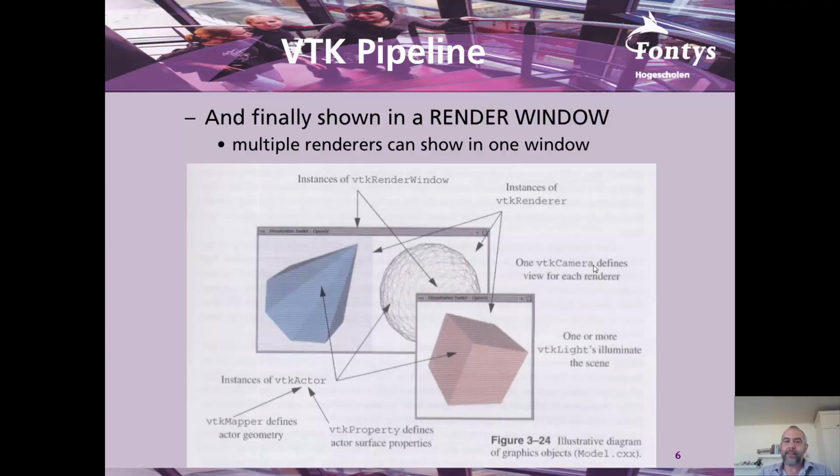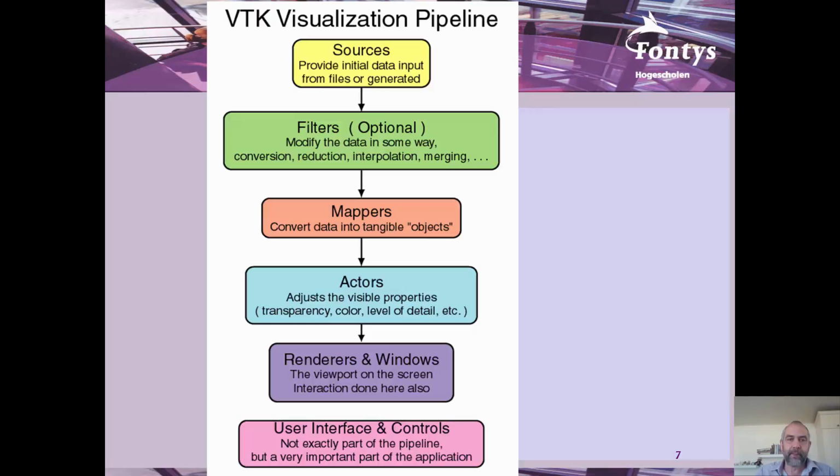Each renderer has its own point of view, its own camera. So for this renderer we have a camera defined, and for this one also. And all the objects are illuminated by lights, so every renderer has its own camera and its own lighting defined. Here we can see the pipeline in a more visual way.